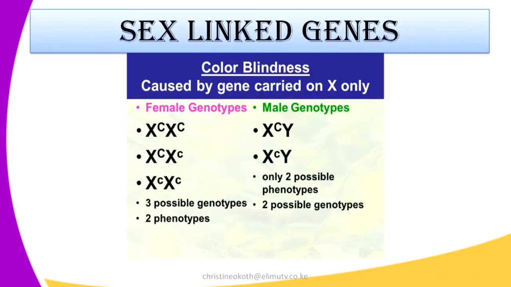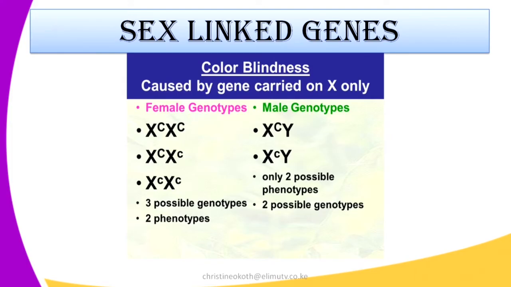So this is how color blindness is represented when we're doing the crossing over or when we're using the Punnett square. In the female, we have 3 genotypes. If the person is normal, she does not have color blindness, we use the capital C on both X chromosomes. If the person is a carrier, it means that she will bear a capital C and a small c, capital meaning that she does not have, and the small c meaning that she has the color blindness. So that one will be a carrier.